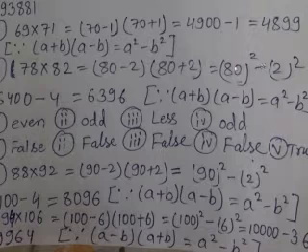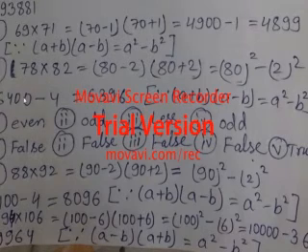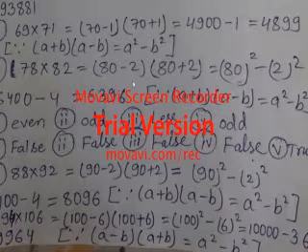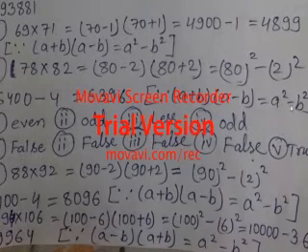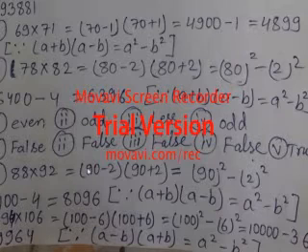80 square means 8 eights are 64 and two zeros, so 6400 minus 4, so 6396. From 100, 4 goes, 96, so it becomes 6396, since a plus b times a minus b is equal to a square minus b square. Now if you will see question number 12, it is fill in the blanks.